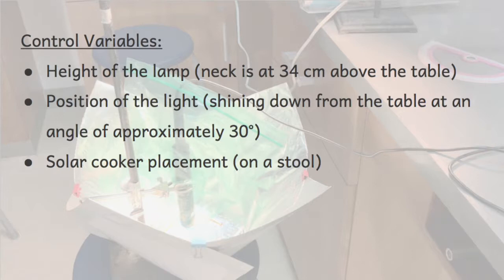The second one of the last 3 is the position of the light, which is shining down from the table at an angle of approximately 30 degrees. The angle is important because we want to maximize the light rays hitting the solar cooker. Now, the last control variable is the solar cooker placement, which is on the stool. And this is really important because we need to control the distance between the solar cooker, the tube, and the light itself.